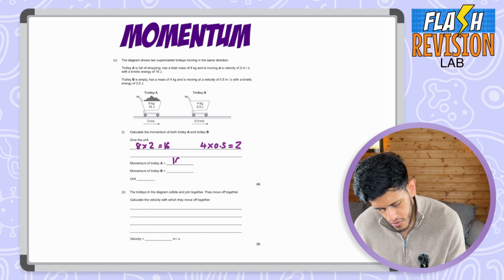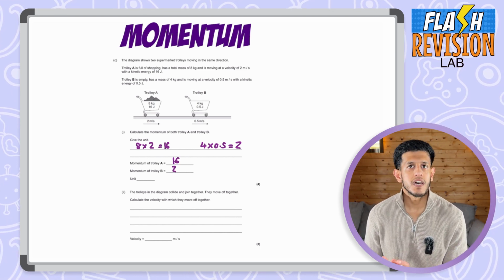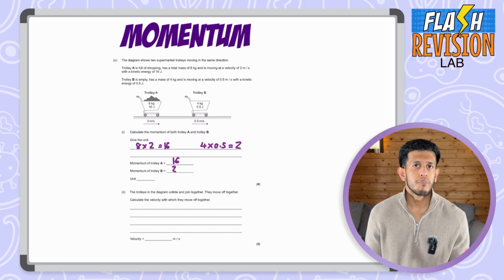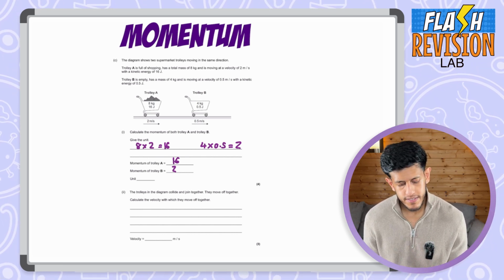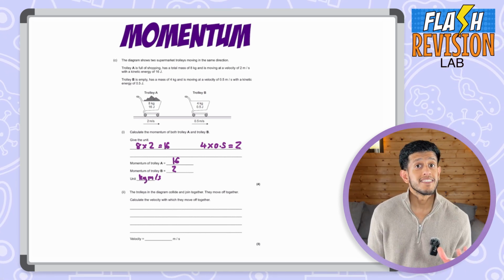So 16 for trolley A, 2 for trolley B, and it says give the unit. So we've done mass times velocity, mass in kilograms, velocity in meters per second. So the product of those is just combining the units, so that is kilogram meters per second. So there we are, 4 marks. So let's look at the second question.